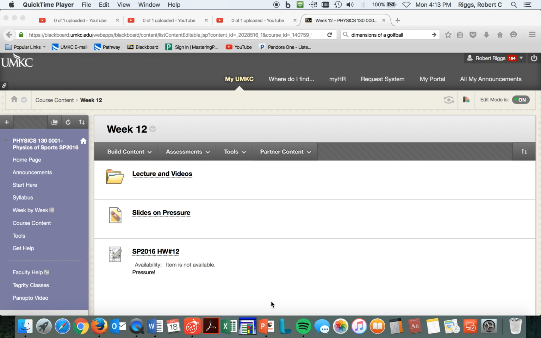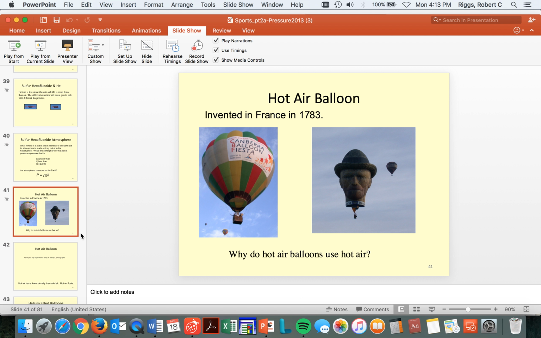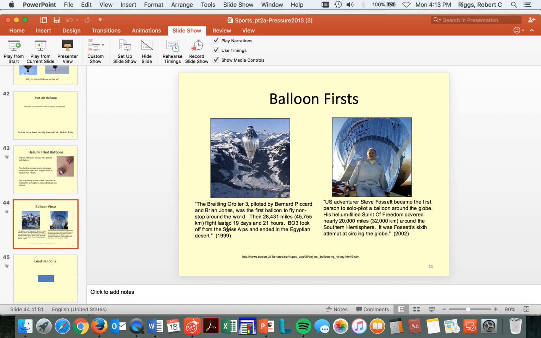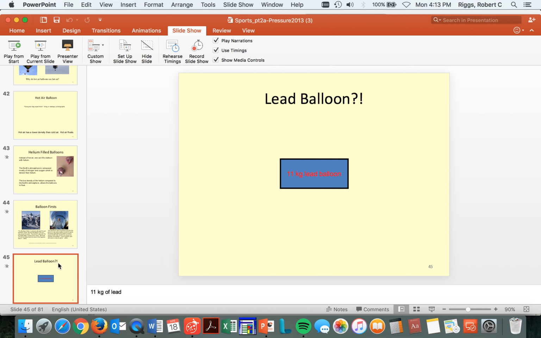Okay, one thing I did forget to mention was these people who tie balloons together and do all these things with balloons. Now, why? A lead balloon will work. You can look at an 11 kilogram lead balloon. So, what would be the dimensions?